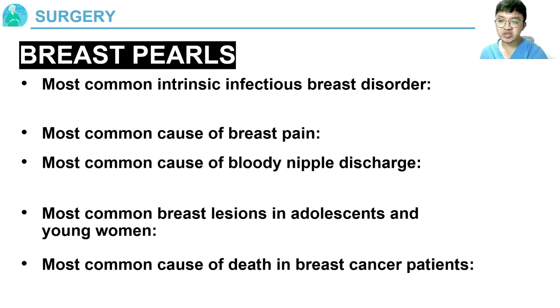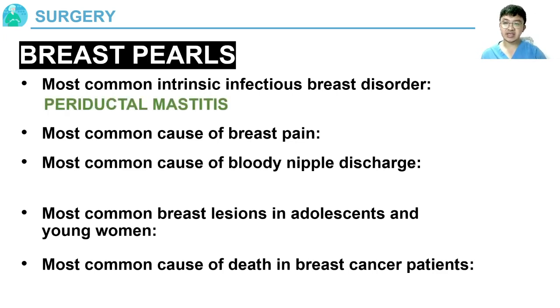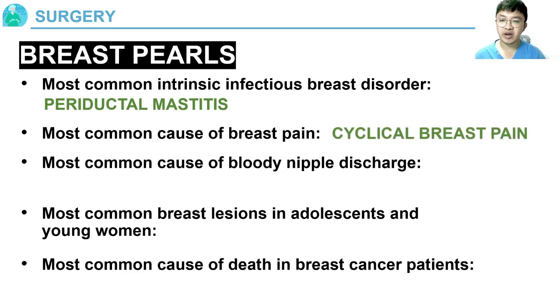For breast pearls, what's the most common intrinsic infectious breast disorder? The most common intrinsic infectious breast disorder is your periductal mastitis. Most common cause of breast pain is your cyclical breast pain, which is due to the hormonal changes that occur in a woman's cycle.